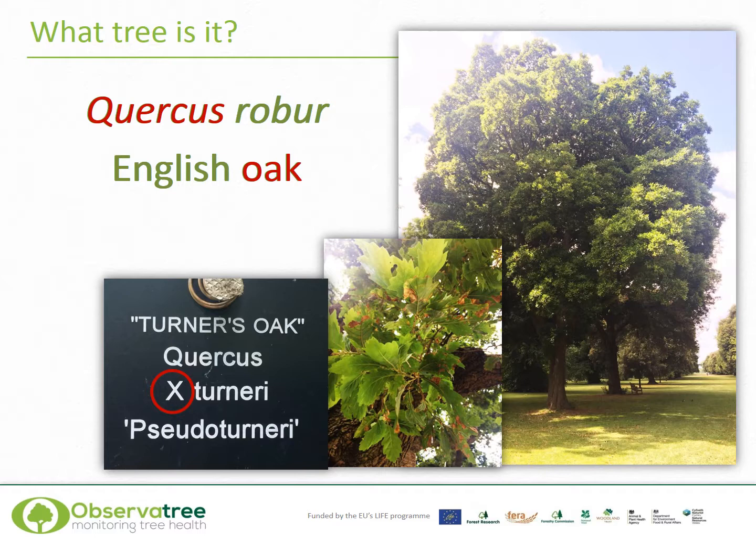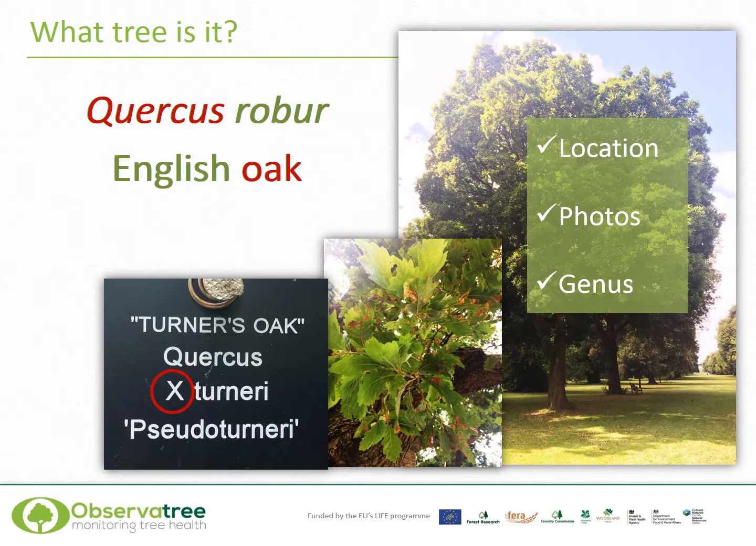Getting good photos and noting down the exact location of a tree are vital for this reason, so that identification can be checked if required. There is a series of observatory videos to help you accurately record the geographic location of a tree of interest, which can be found in the resources part of the observatory website. If you are unsure, providing the location plus photographs plus the genus of the tree will be just as useful as identifying it down to species.